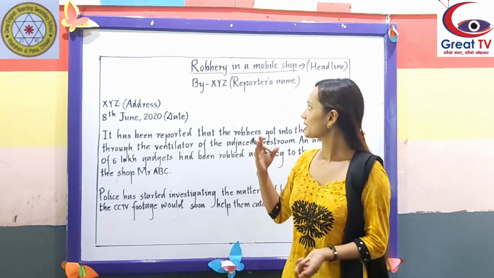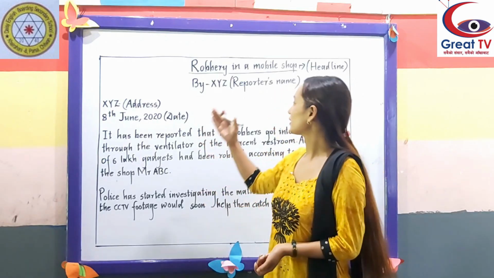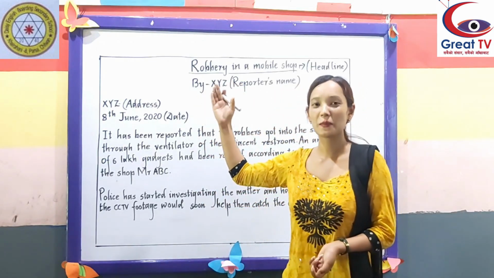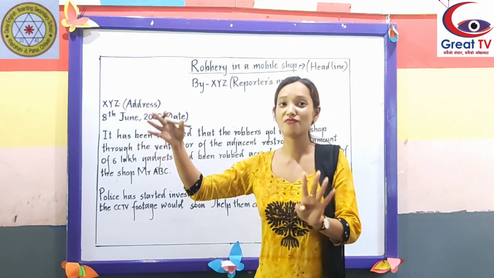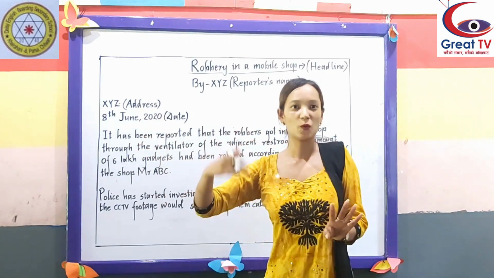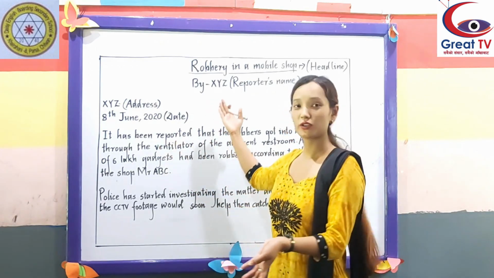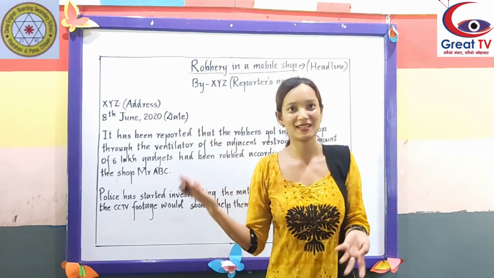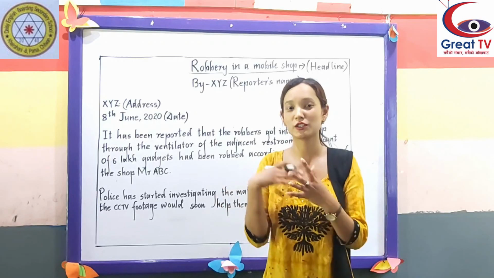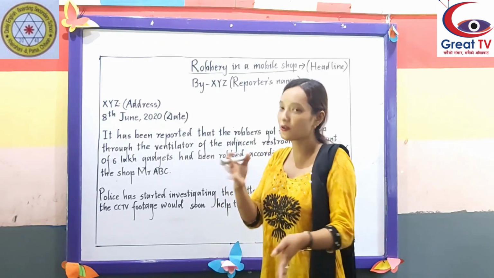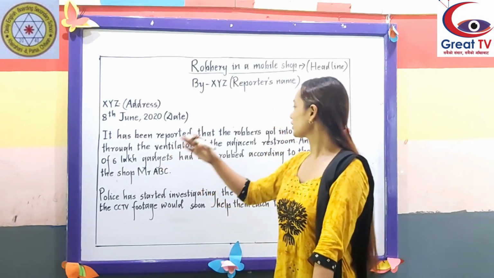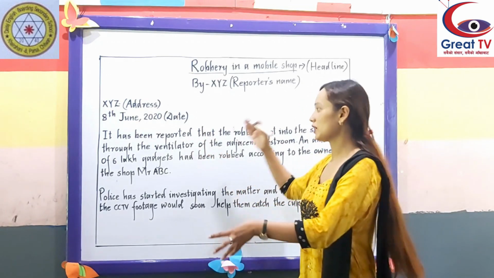Now our point number 4 comes: why and how. The incident was a robbery in a mobile shop by 4 robbers. Now, how and why? The reason is very clear. They broke into the shop just to rob it. That is the reason why. Now, how did they get into the shop? They got into the shop through the ventilator.